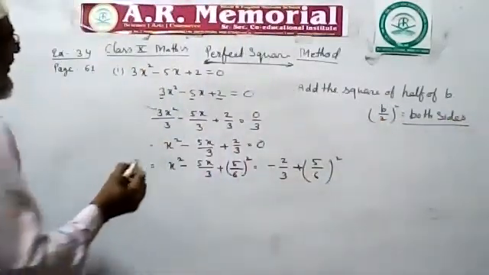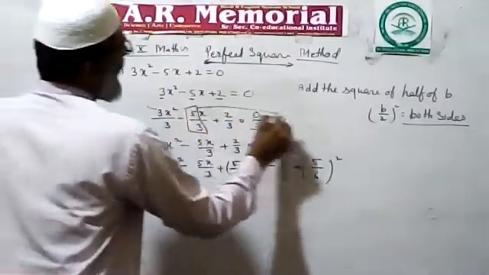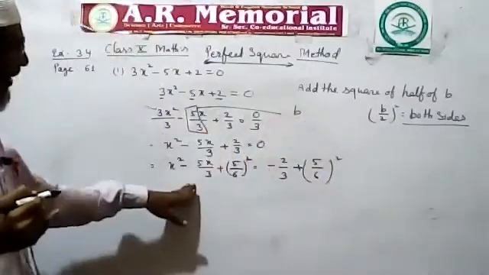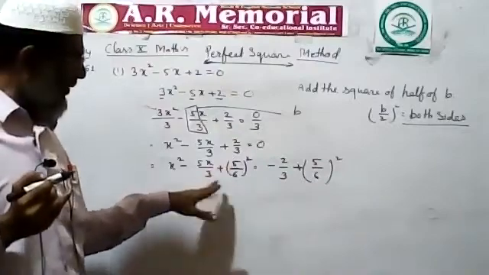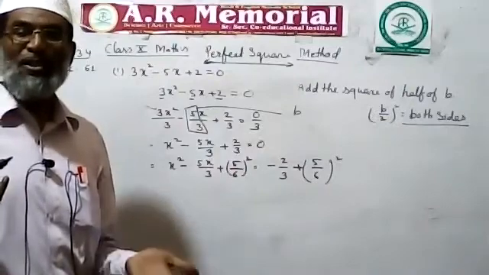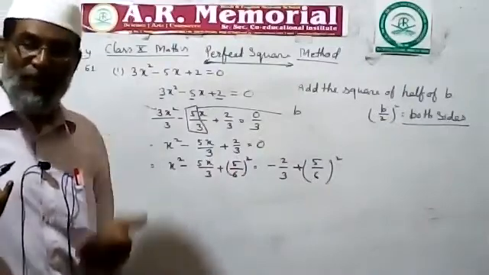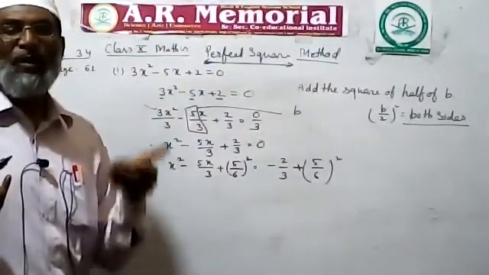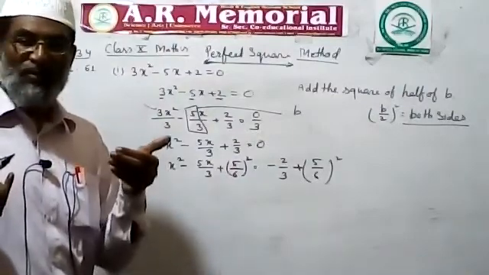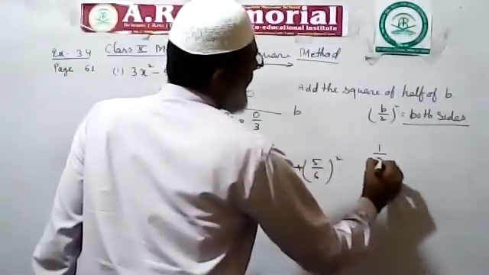Where is the B? This one is the B. Coefficient of X is called B. How can we get the half of it? If the denominator is just double or the numerator is just half, at that time we will automatically get half of the given fractions.